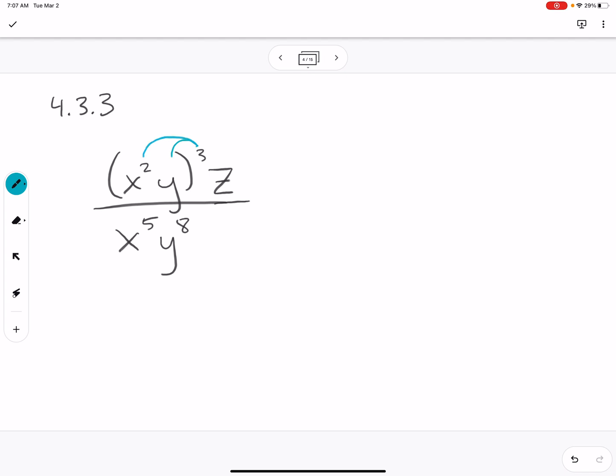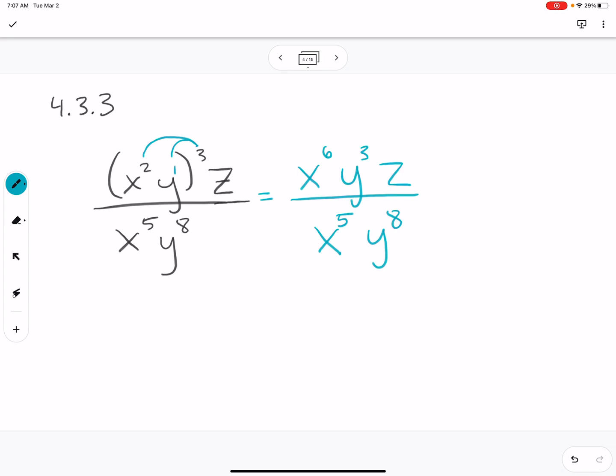We remember that there really is a little invisible 1 here, and we're distributing that exponent. Since there were parentheses here, that means we're multiplying. So that is going to change this to x to the 6th, y to the 3rd, and then I still have this z out front. My denominator I haven't done anything with, so I'm going to leave it alone for now. It's still x to the 5th, y to the 8th.